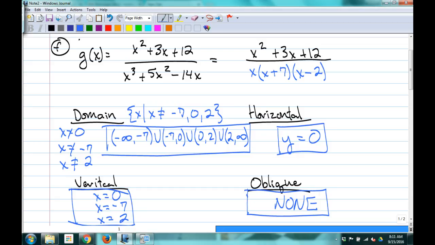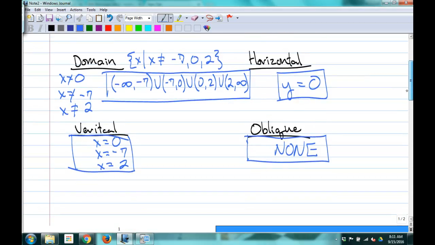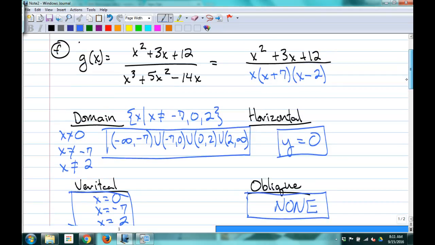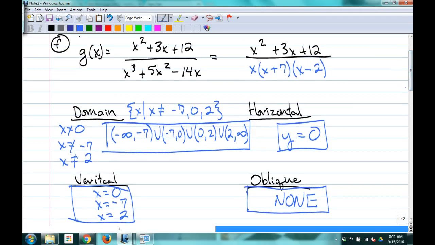Okay. All right. So you should be able to find restrictions and domains, and if there are no restrictions on the domain, then there won't be any vertical asymptotes. But if there's a restriction on the domain, like some things that x can't be in the denominator, then there's going to be vertical asymptotes based off of that.